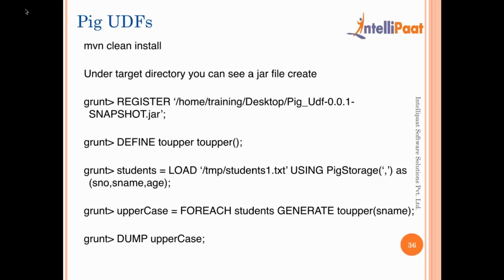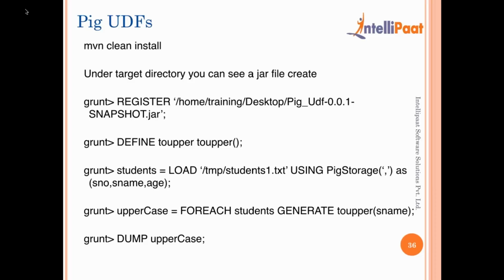So I am calling the alias uppercase, equal to FOREACH students. On the students I am going to apply this logic: GENERATE toUpper, and for that I am sending the field called sname. So when you dump uppercase, you can see all the student names in uppercase. So this is what UDF is.